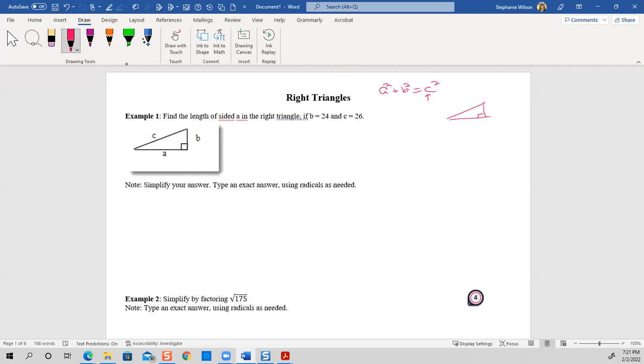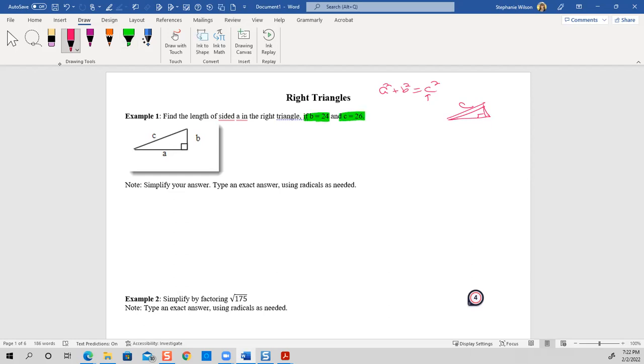It's called our hypotenuse. So if we have a better drawing, this would be my c. And then a would be your adjacent and b would be your opposite. So let's solve for the given triangle. They already have it labeled for you right here. And it says that b is 24 and c is 26.